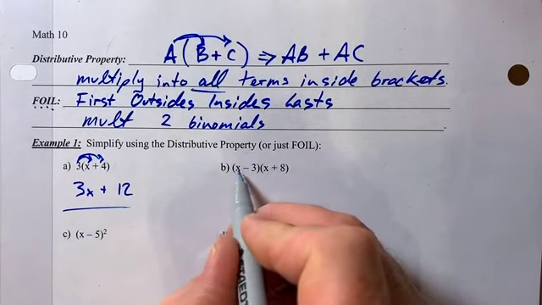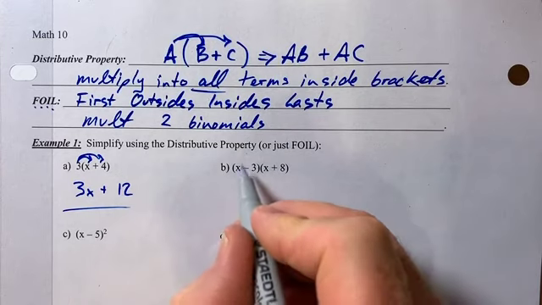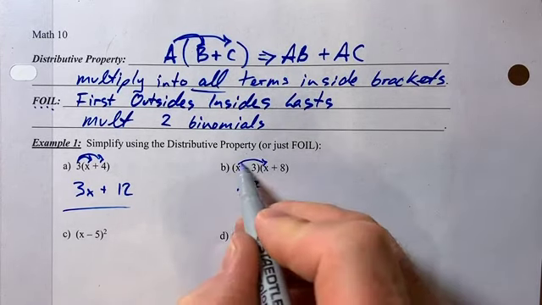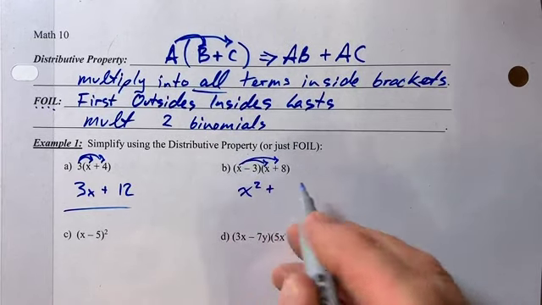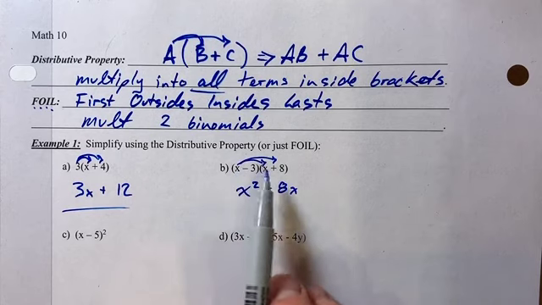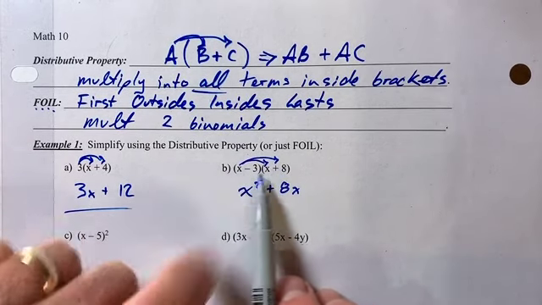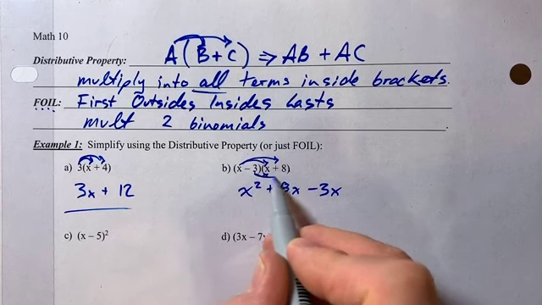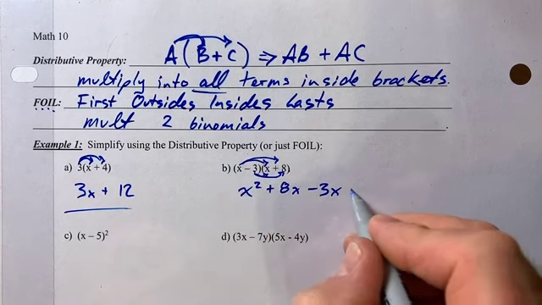This one is FOIL. So it's not just x times x. No, it means x times both of these. So x squared, x times x, and plus x times 8, 8x. Okay, so there's the first two. I did the first ones. I did the outsides, right? Now I'm going to do the insides. The -3 and the x. So minus 3 times x. And then the last one, last term. Minus 3 times 8 is minus 24.